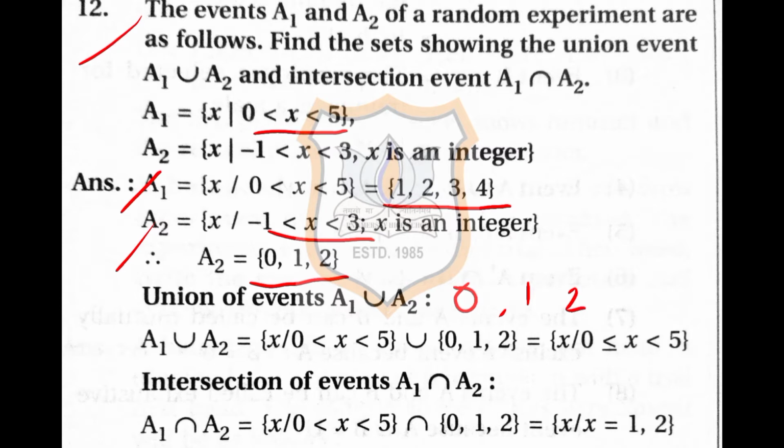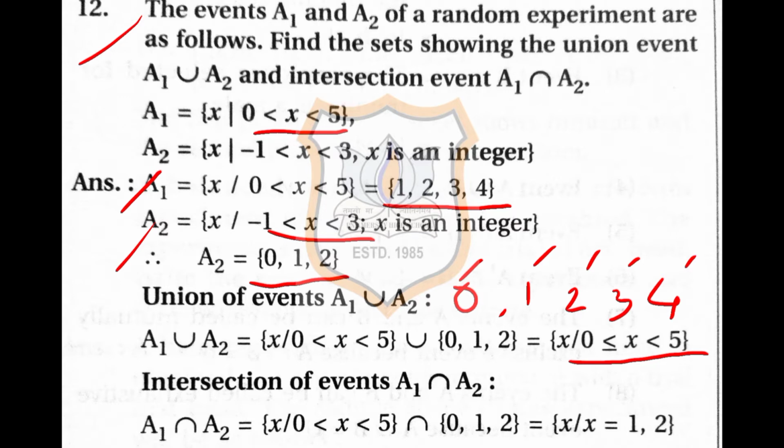2, 3, 4, right? So if you see over here, the numbers 0, 1, 2, 3, 4 are between 0 and 5, right? 0 is included, but 5 is not included. So how we can write down? The numbers are 0 less than or equal to x less than 5. That means you are including 0, then 1, 2, 3 and 4. But 5 is not included, right? So this is your union set, that is A1 union A2.